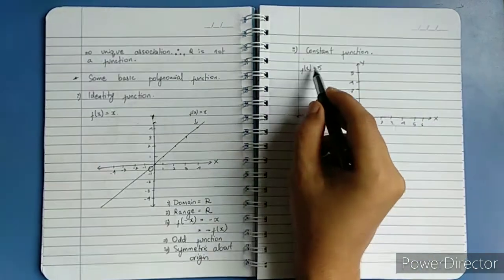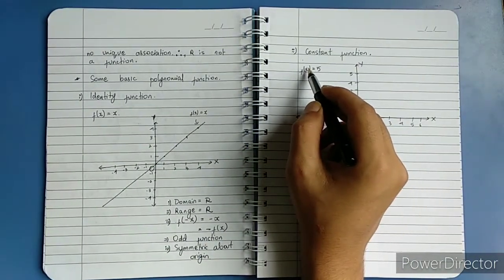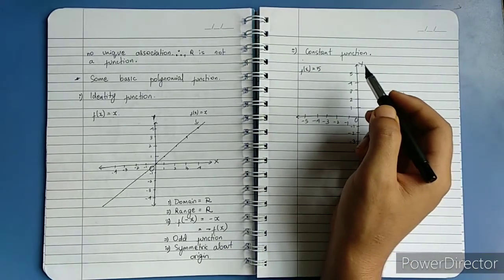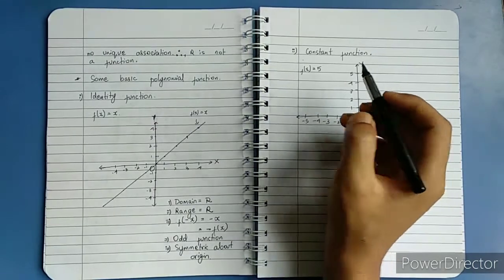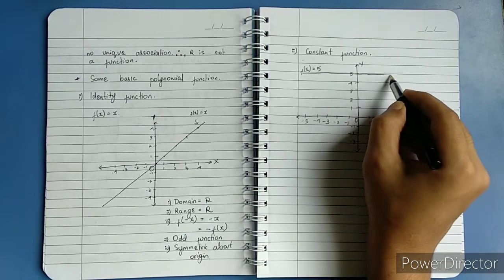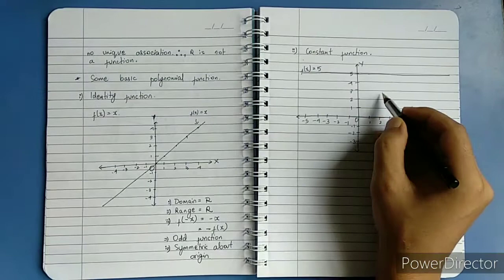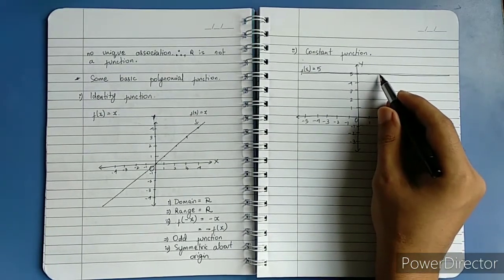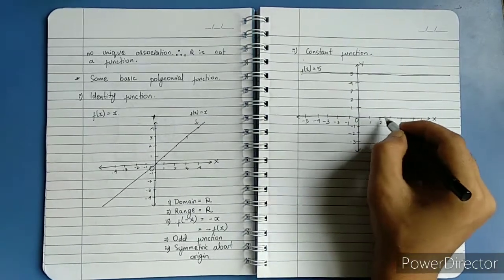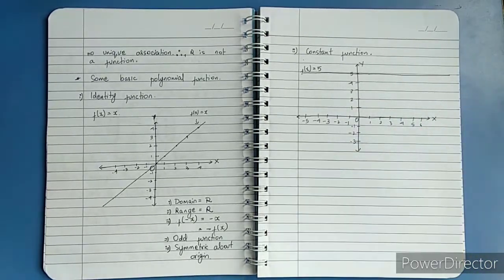So f of x equals 5 means if you put any value of x, it does not matter what value of x you put, you will always get the value 5 only. So this is a constant value, you will always get 5. So what we get is a line parallel to the x-axis and passing through 5 on the y-axis. So whatever the value of x, the value of y is always going to become 5, or the value of f of x is always going to become 5. It does not matter what value of x we put, the value of y is always going to become 5.